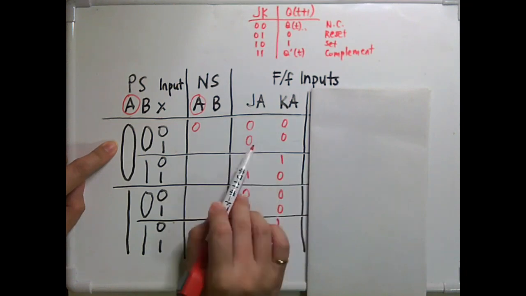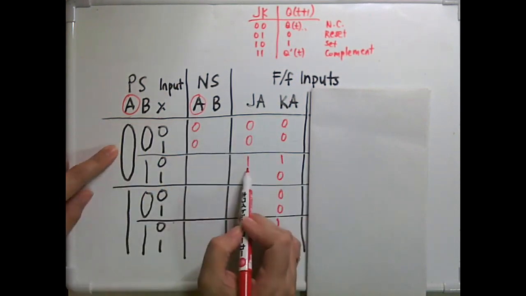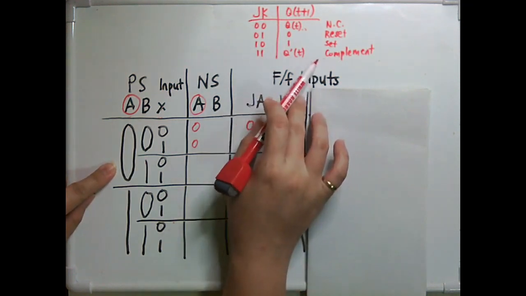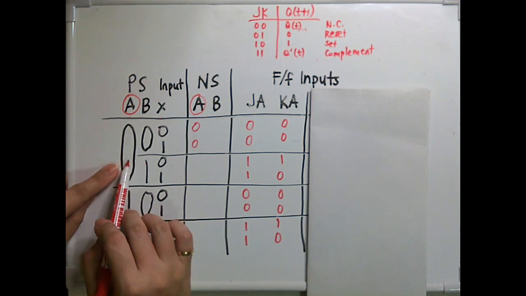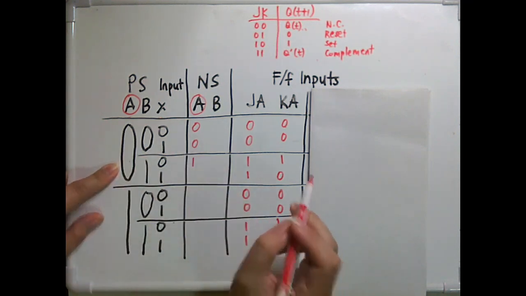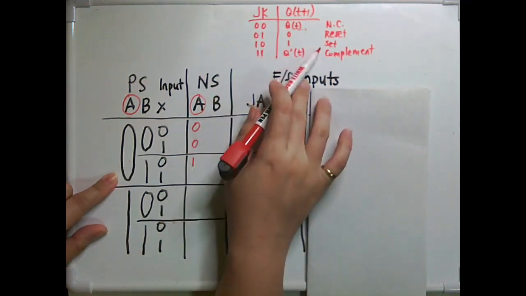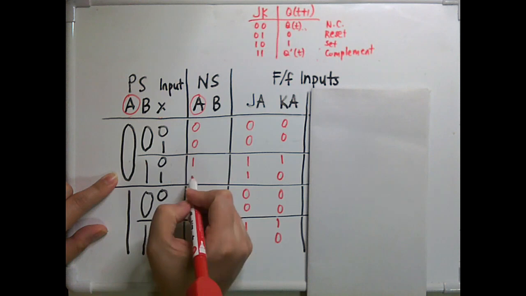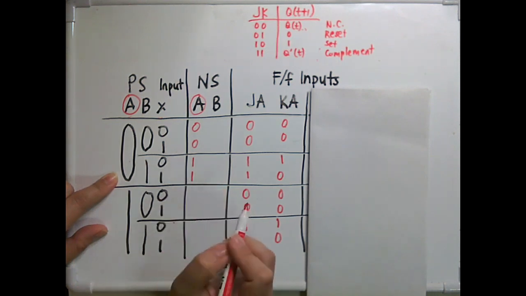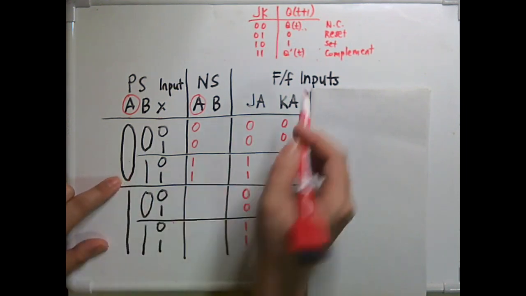Next, this is still 0, 0, so we just follow the present value. Next, 1, 1 means complement. So we look at present state A and we complement, or we toggle. Next, this is 1, 0, which means this is set. So set means the output directly is 1, or the next state value is 1, regardless of this value.